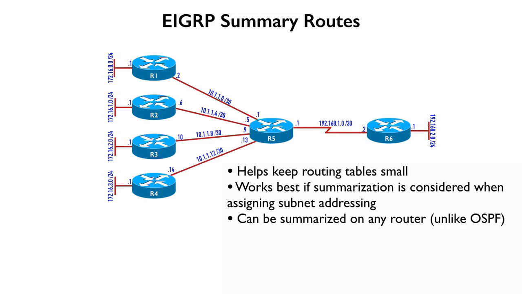That's unlike OSPF that we're going to be talking about later. With OSPF, summarization can only be done at what we're going to be calling an area border router or an autonomous system boundary router. But with EIGRP, we can do it on any of these routers.